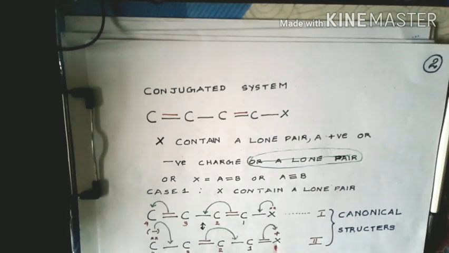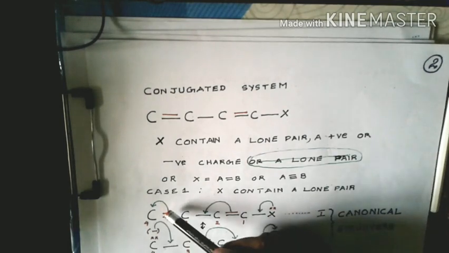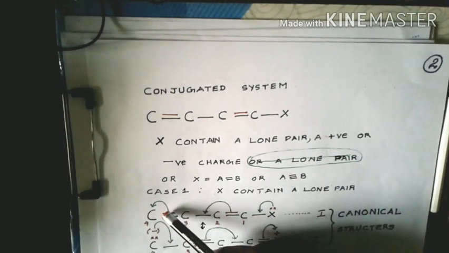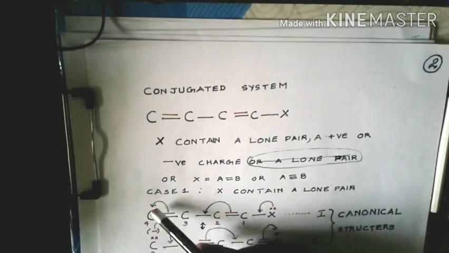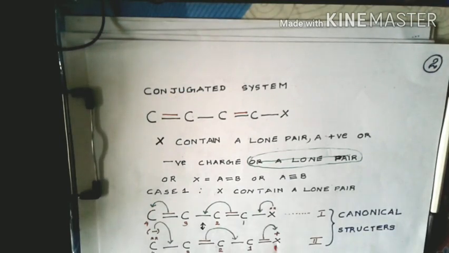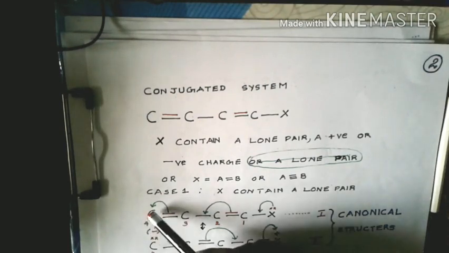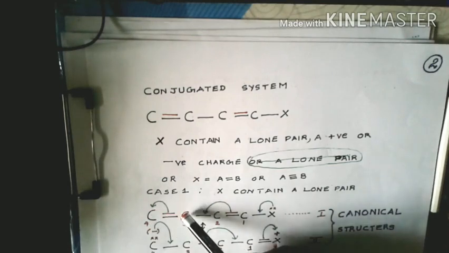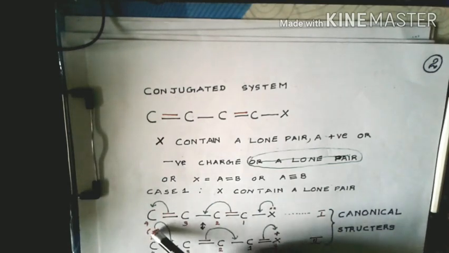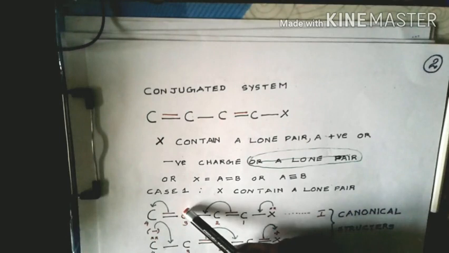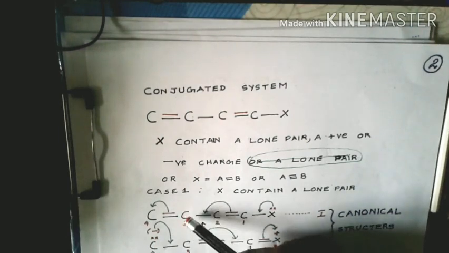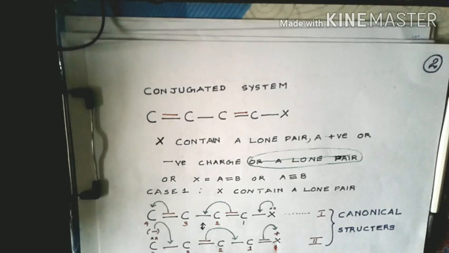Now C double bond C, single bond C, double bond C, and single bond X with a lone pair over X. Now initially we suppose that the pi electron between C4 and C3 ionizes or polarizes towards carbon 4. That means the electron pair in this pi bond will go entirely into the orbital of carbon 4, so that it gains the electron share of carbon 3 and attains a negative charge and a pair of electrons. Now carbon 3 will be left with a vacant orbital, and carbon 3 will possess a positive charge.